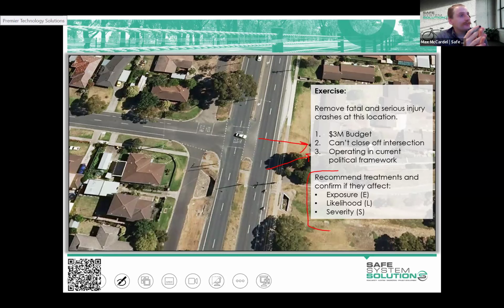I'm going to give you, let's say, 3 minutes to have a good think about this one and pop down in the chats those treatment options that we could look at.